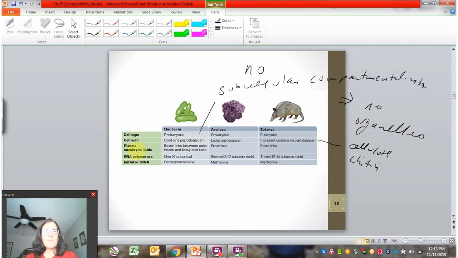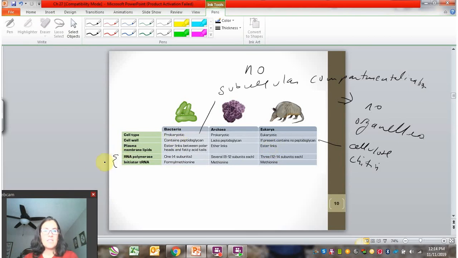The plasma membrane lipids, remember I said that archaea use ether bonds, and so this is the more heat-resistant connection within the lipids. Bacteria and eukarya both use ester links or ester bonds, which is again just a different type of bond that's not as heat resistant.